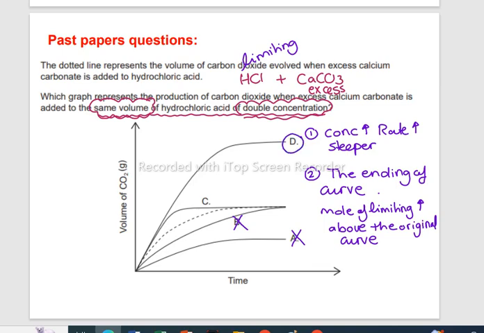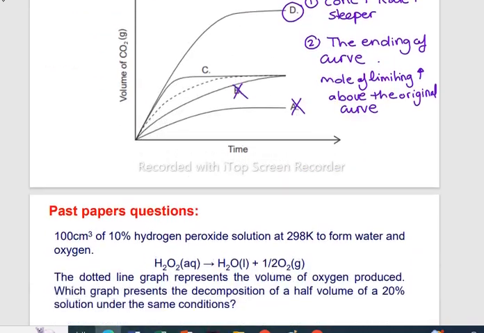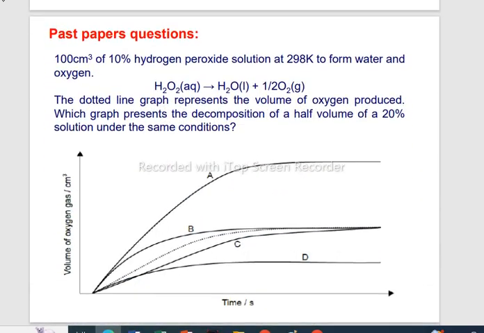But in a situation of having the same mole number, for example, if we double the concentration and we have half the volume, the mole number will not be affected. So your answer will be a C answer in this situation. But since the mole number of the limiting increases as the same volume is used and double the concentration is used, of course, the ending part or the volume of carbon dioxide would be higher than the original part. So it's a D.